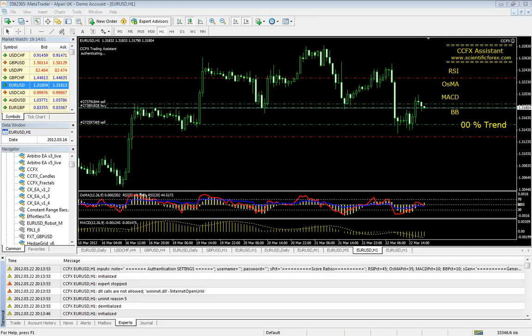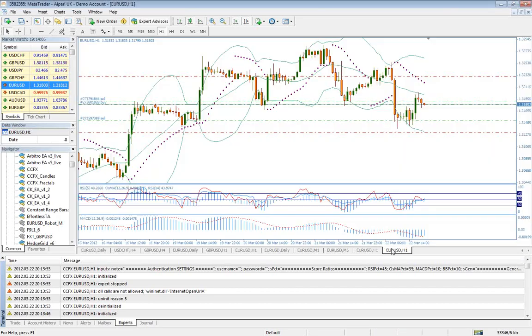A question from Michael: parabolic stop and reverse. Yes, this is the one which is in the default template from Scientific Forex. What was the template for default? Again, the template is with all of the indicators by default. I'm not sure what you're asking, Bob.